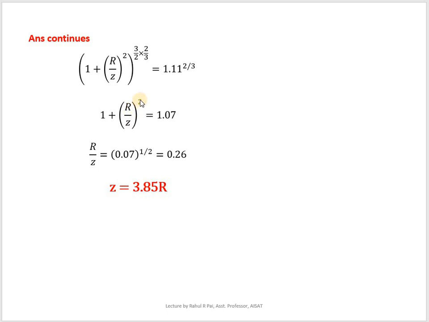to 0.07. Now again cancel this square, so you take r by z the whole raised to 2 into half, which is equal to 0.07 raised to half. So you get r by z as 0.26, or you get z in terms of r as z equal to 3.85 r. So that indicates the load intensity is 0.1 times the applied load at a depth of 3.85 r. So that is the problem. The 8 marks in a question.